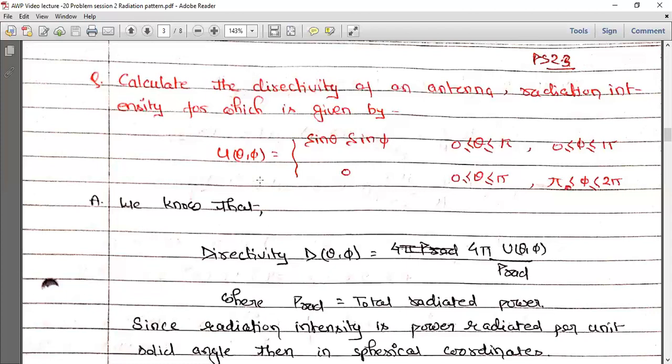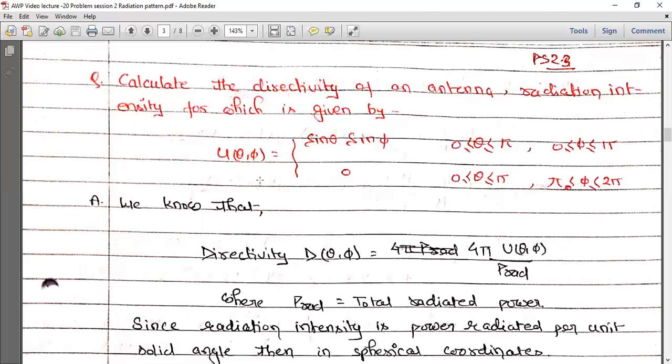isotropic antenna. Suppose that the total power P rad is given to an isotropic antenna. And when this antenna radiates, an isotropic antenna is one which radiates equally in all possible directions. So when it radiates equally, it radiates the whole power in a sphere of constant radius. And we know when it radiates all around it, the total solid angle in which it is radiating is given by 4 pi.